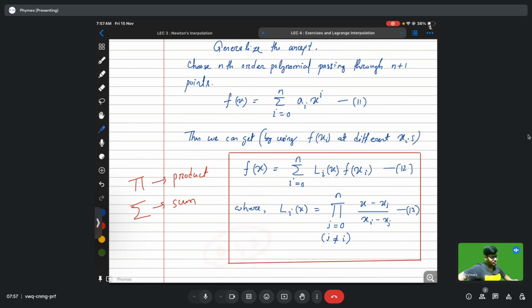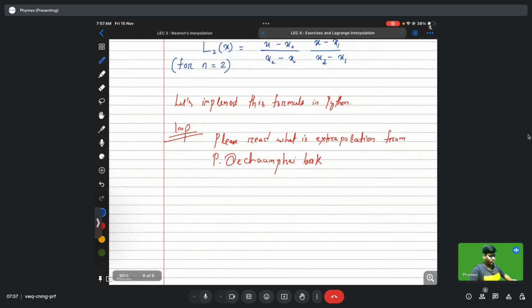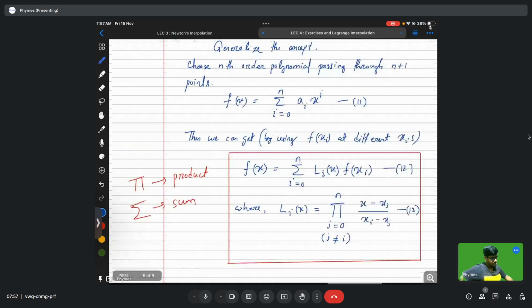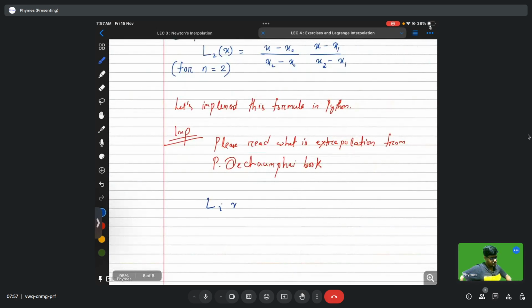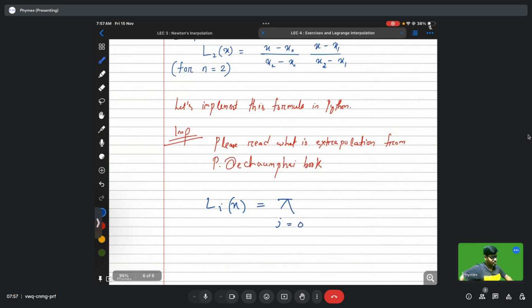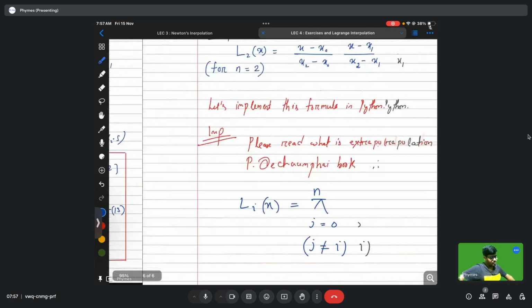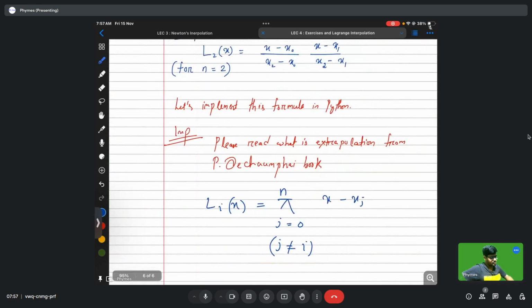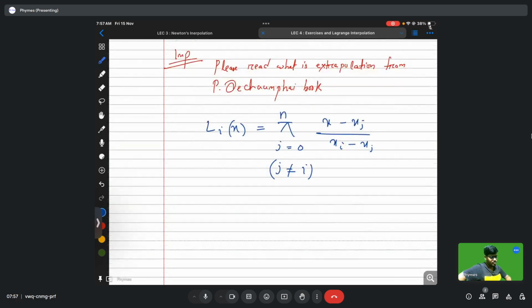And so here, as you can see, what is the formula? The formula is Li(x) is equal to the product, j runs from 0 to n, j is not equal to i, of (x minus xj) divided by (xi minus xj), right? So here the value of j will be like what?